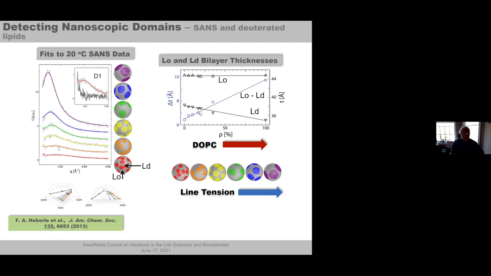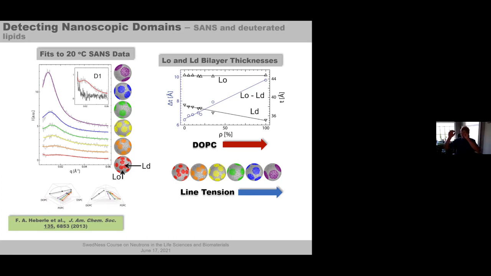You see that the scattering intensity is getting larger and larger, and that is due to the fact that the domains are getting larger and larger. The interesting thing is that you're able now to model the system. You could get the domain sizes, but also through some separate experiments, you're getting what people are really interested in, the mismatch in thickness between the domain and the bulk.